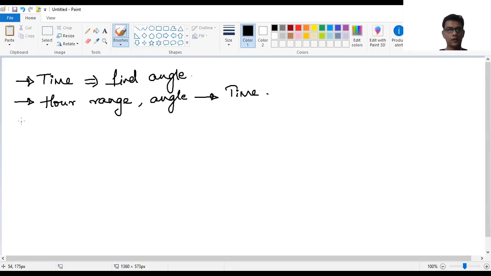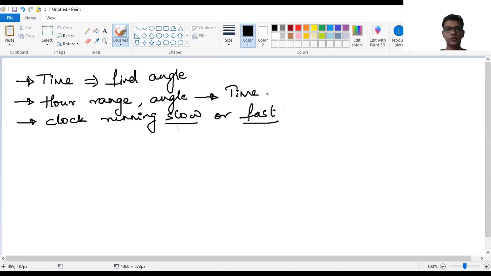And the third typical kind of question in clocks is when I have a question where the clock is either running slow or running fast. In other words, the other way of defining this, in some papers or some books you will find, is a clock which is losing time and a clock which is gaining time.